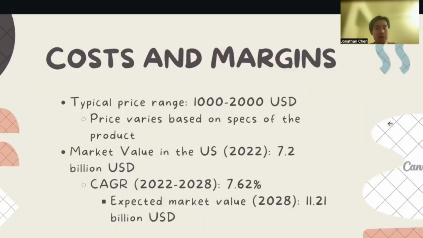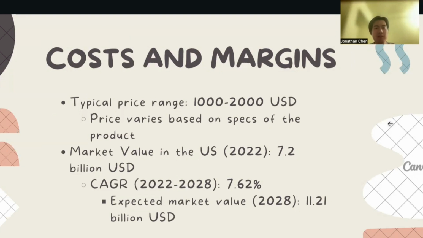The price range for just a vital signs monitor and no other accessories is roughly $1,000 to $2,000 USD. However, prices can deviate from this range due to the company's pricing and different specs they may have.